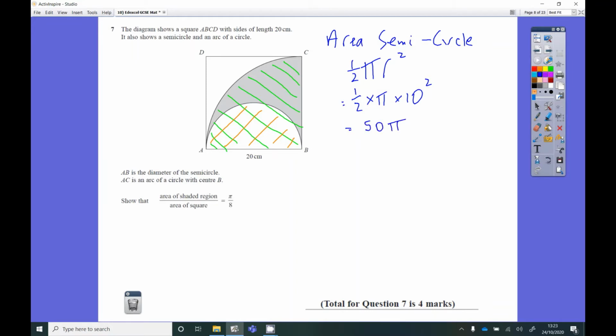Now let's go and look at the area of the quarter circle. The quarter circle is the area that I've shaded in green. So it's this big area here. It's a quarter of a circle, so that's going to be quarter pi r squared.